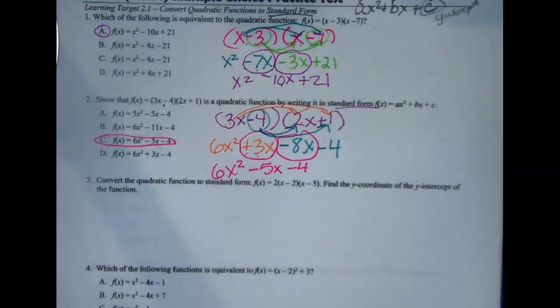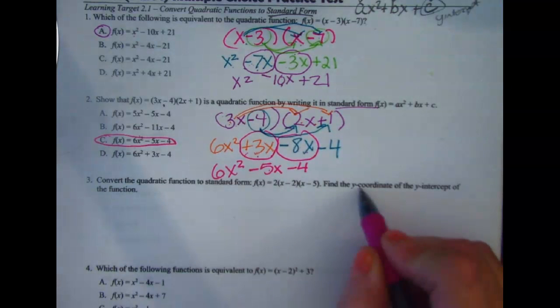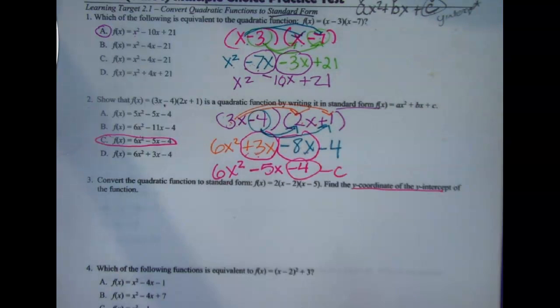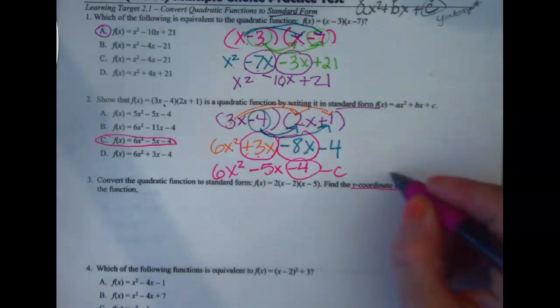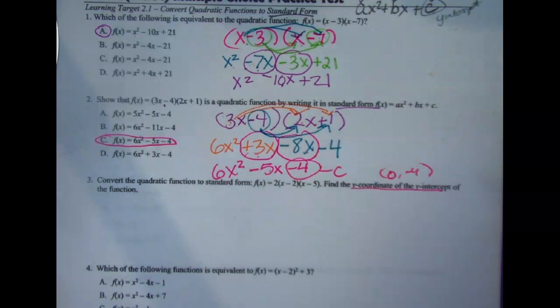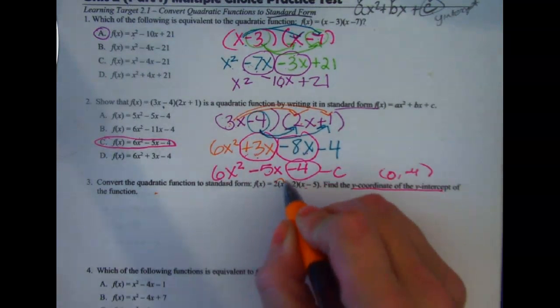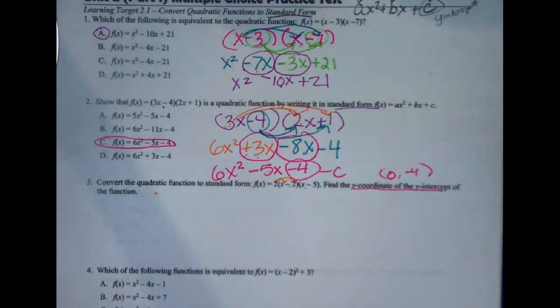Okay, let's look at number 3. Converting the quadratic into standard form. And then this one, find the y-coordinate of the y-intercept. So once we solve this, or we factor it out, you're going to be picking, remember, this is the C. That's the y-coordinate. We would write it as 0, -4. So once we do this for the new problem, that's what it's asking us to do. So let's look at, again, I like to rewrite it. So when you have something on the outside here, you have to distribute first.